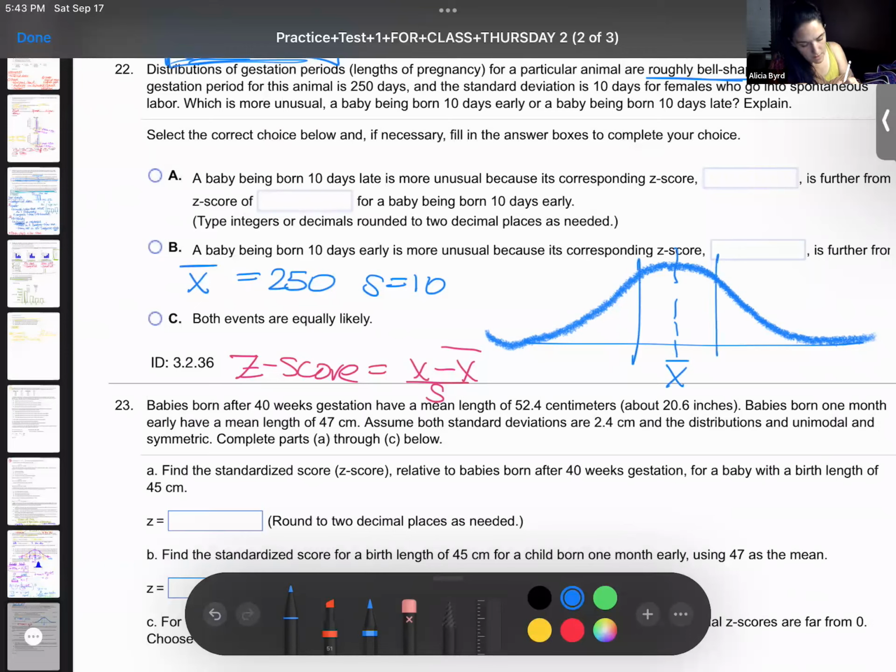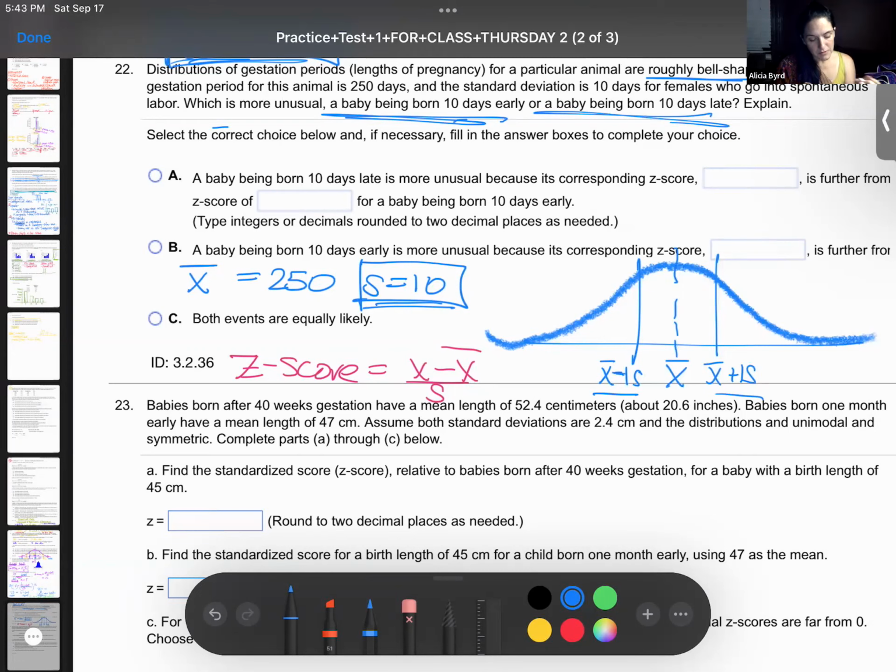Here we go. So we have one standard deviation below, right? And then we have our X bar plus one standard deviation above, right? So what's more unusual? Baby born 10 days early or 10 days late? Well, 10 days, right, is our standard deviation. Which of these is more unusual?